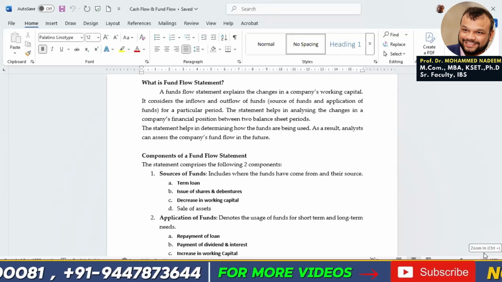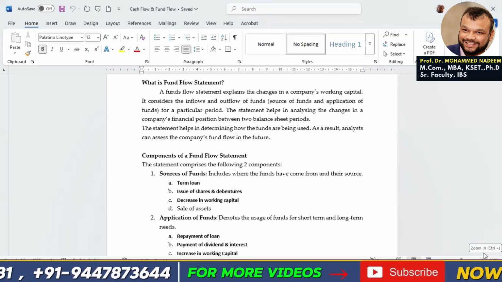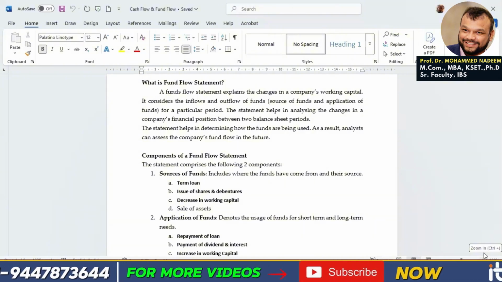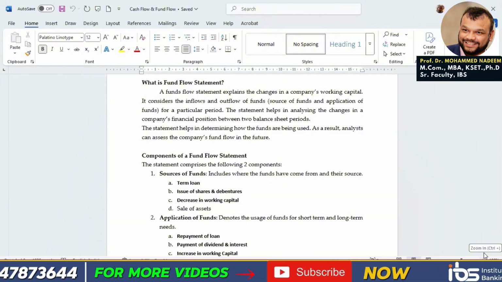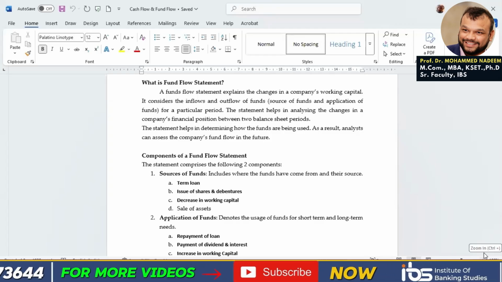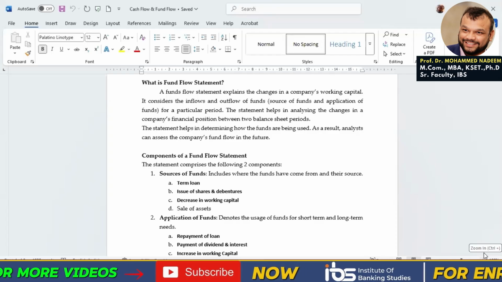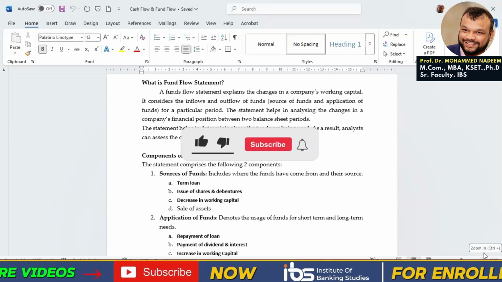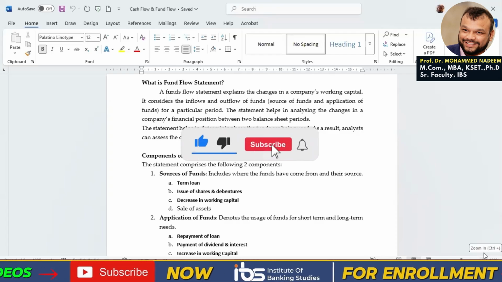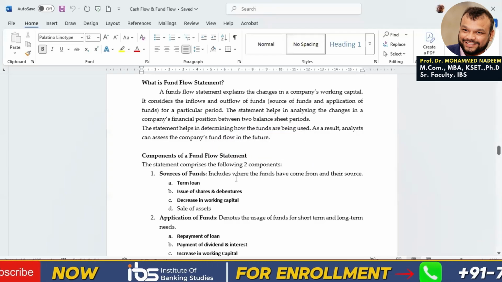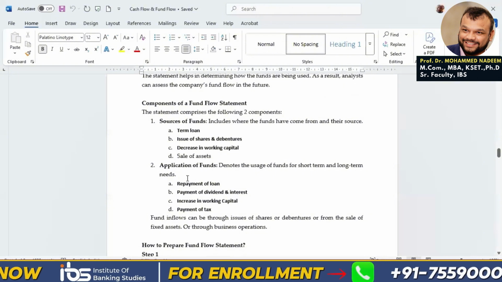This is a statement which helps us to know inflow and outflow, that is sources of fund and application of fund. It talks about from where the money has come to the company, that is sources of fund, and where the company has spent the money, that is application of fund, of a particular period, usually 1 year. Components of the fund flow statement are sources of fund and application of fund.